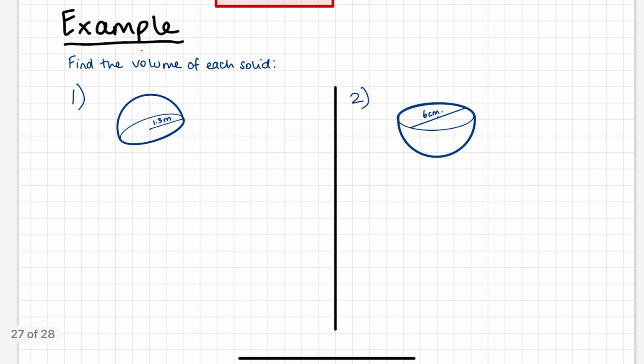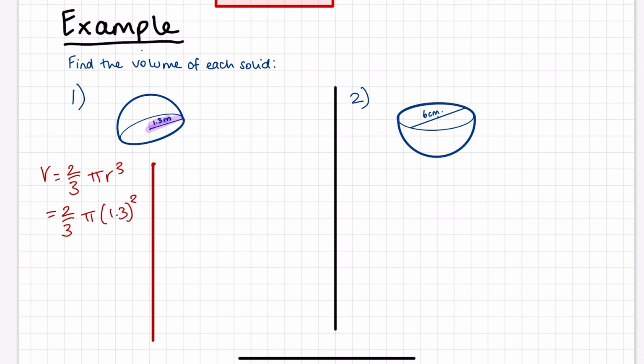Okay, so example: find the volume of each solid. So the first one, we've got a hemisphere with a radius of 1.3 meters. Okay, so let's write the formula. So we'll do it two ways. Our formula for the volume of a hemisphere is 2/3 pi r cubed. That equals 2/3 pi times 1.3 cubed.